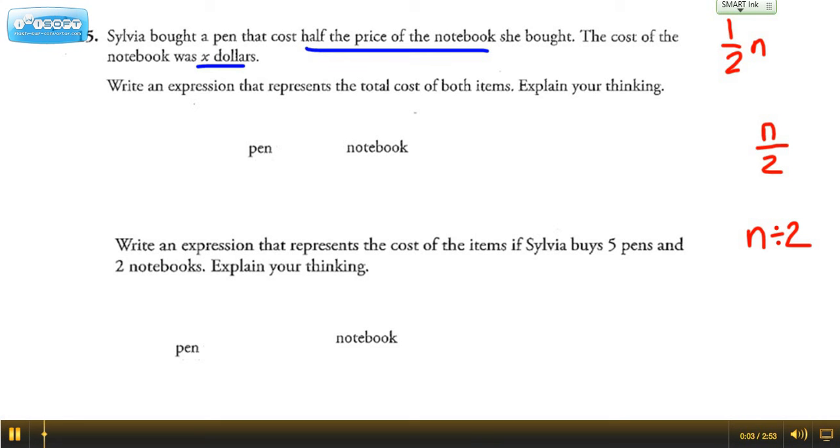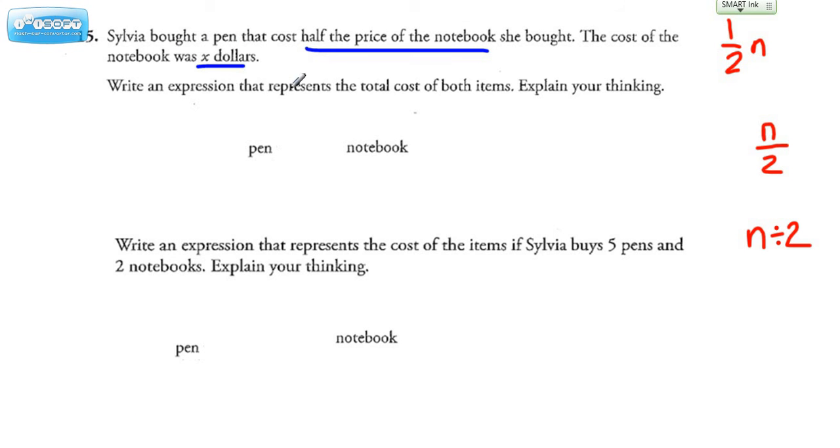We're taking a look at question number 15. It says, Sylvia bought a pen that cost half the price of the notebook she bought. The cost of the notebook was X dollars. Write an expression that represents the total cost of both items.